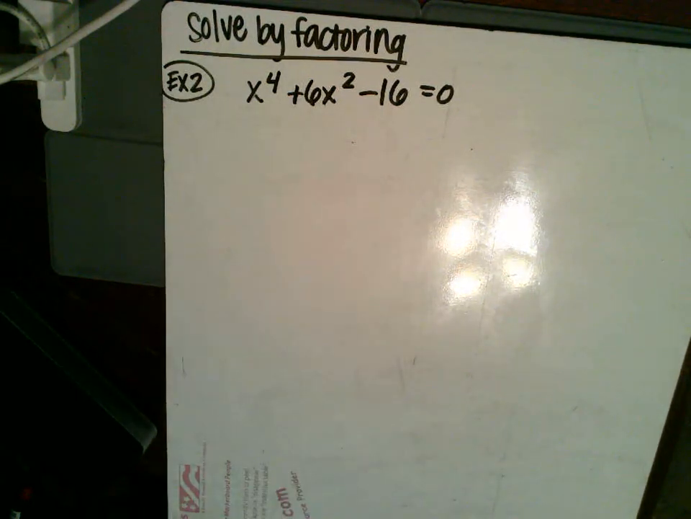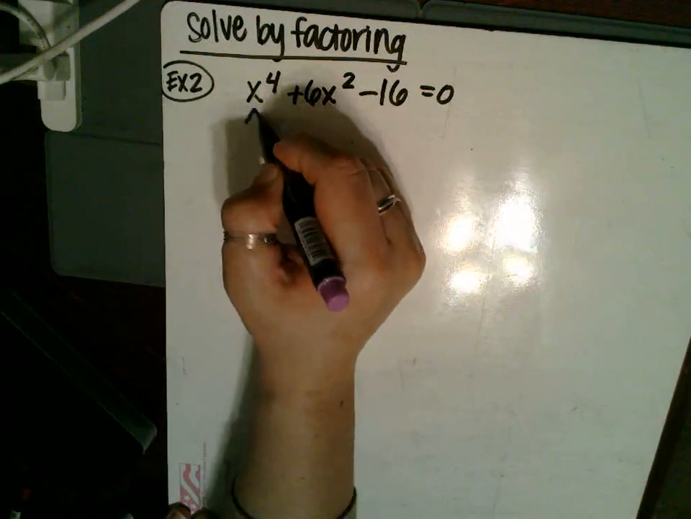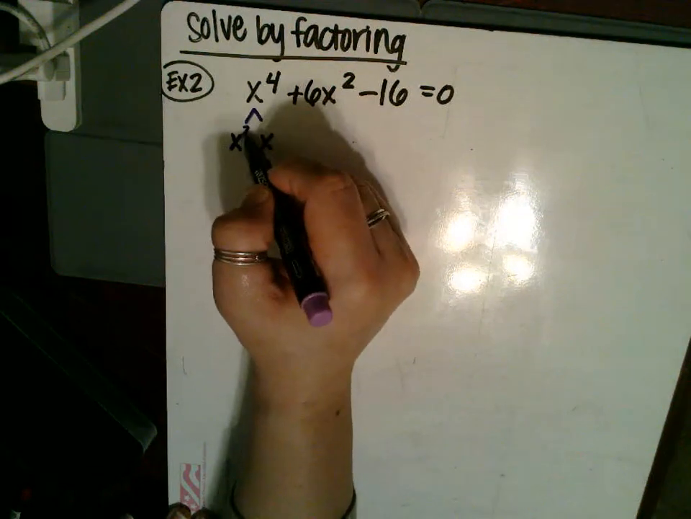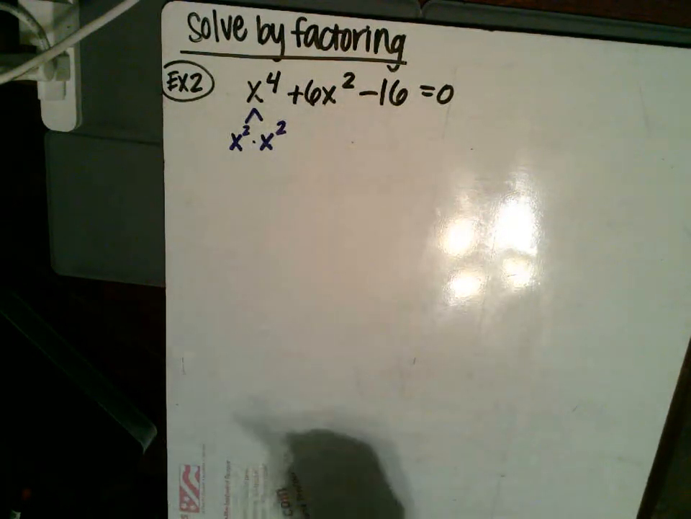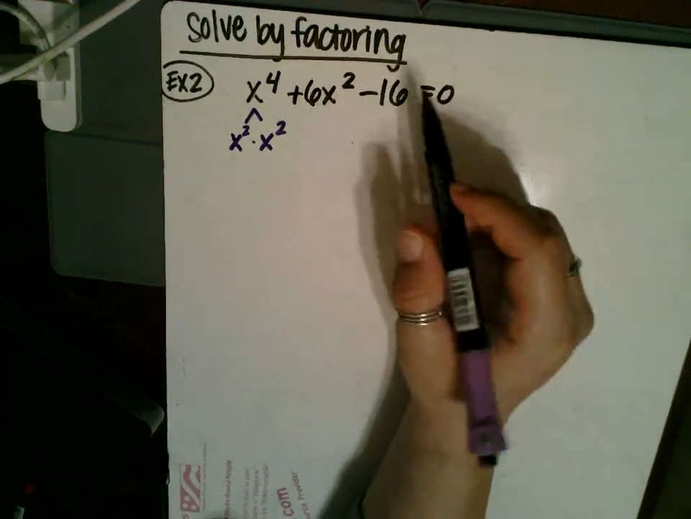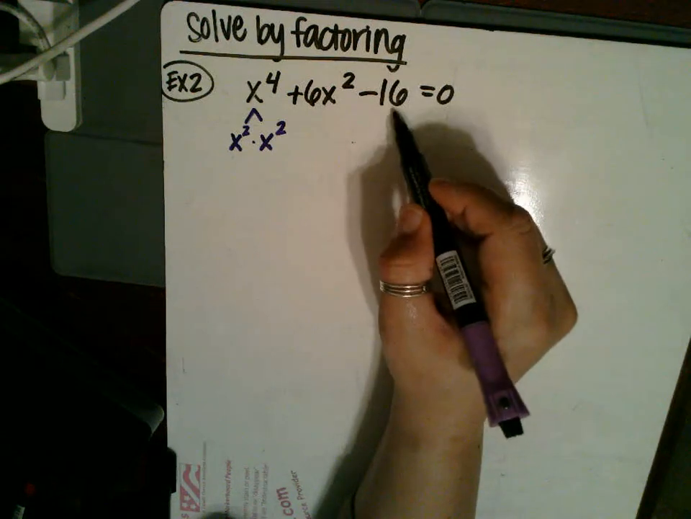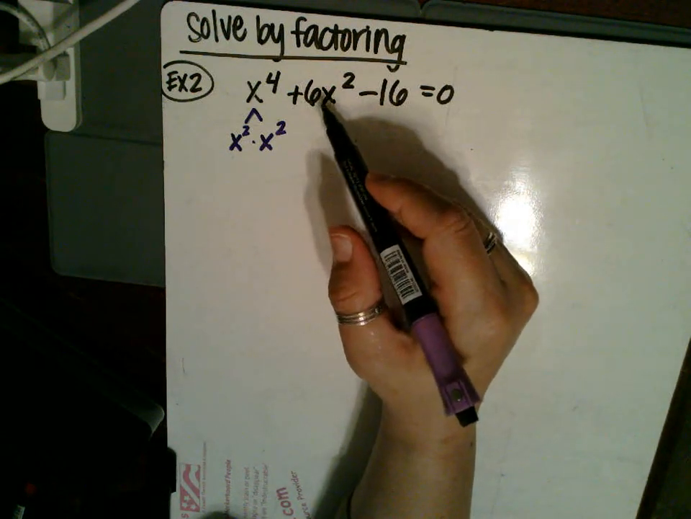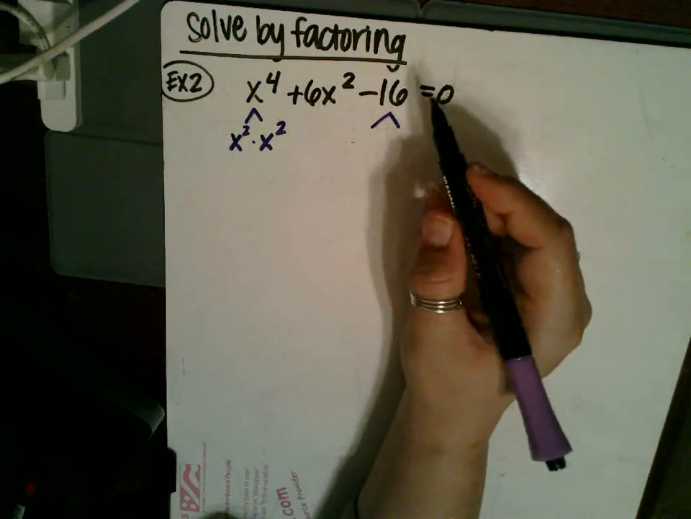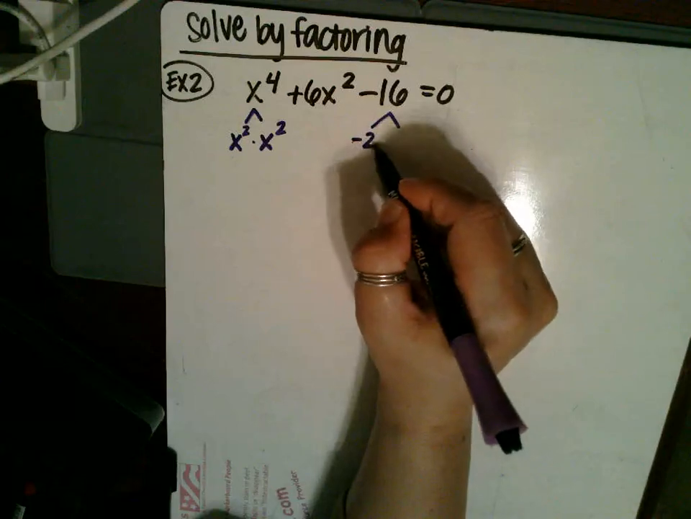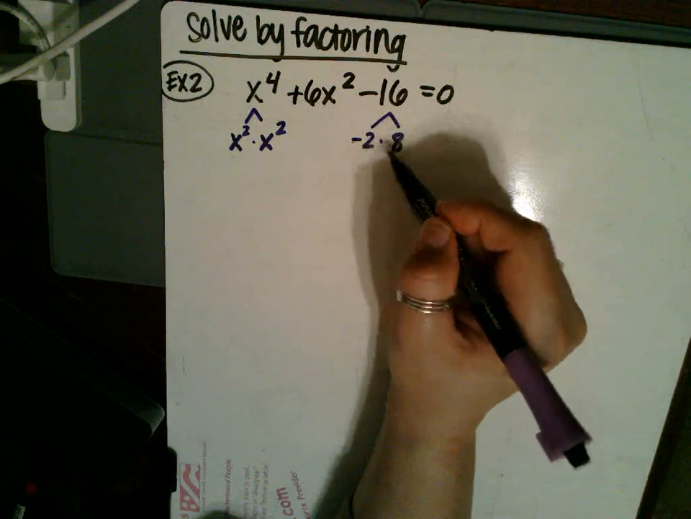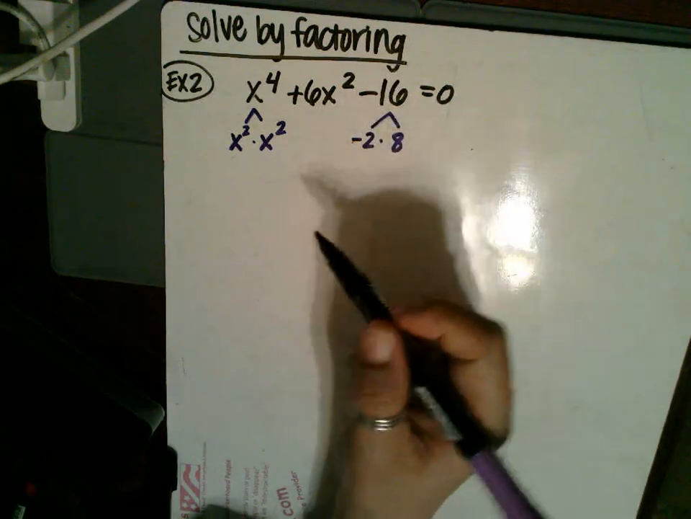is that the factors of x to the 4th are no longer x times x, because x times x is only x squared, but it's x squared times x squared. And I treat this the exact same way as I would a normal degree 2. I need factors, things that multiply to negative 16, but add to positive 6. And I know that the factors of 16 that are going to work for me are negative 2 times 8, because negative 2 times 8 is negative 16, but negative 2 plus 8 is positive 6.